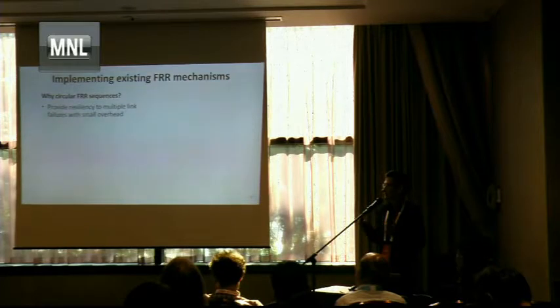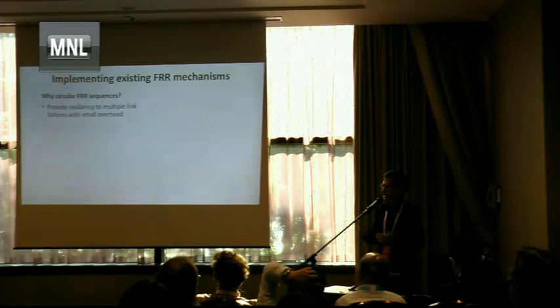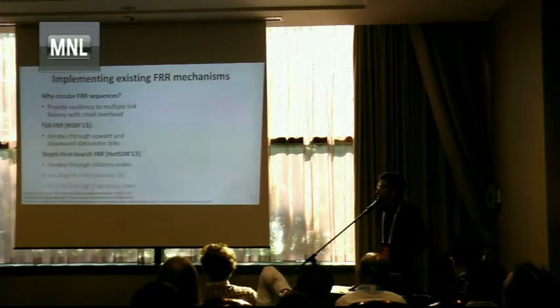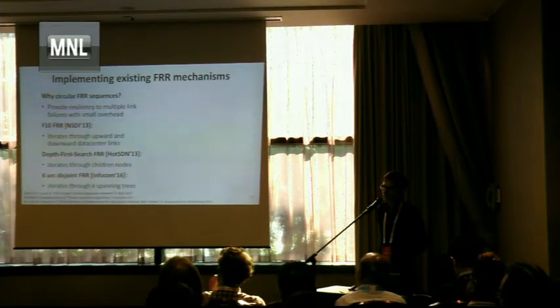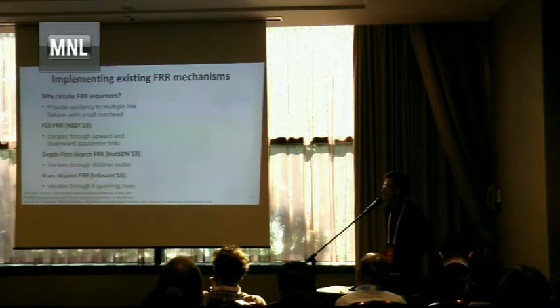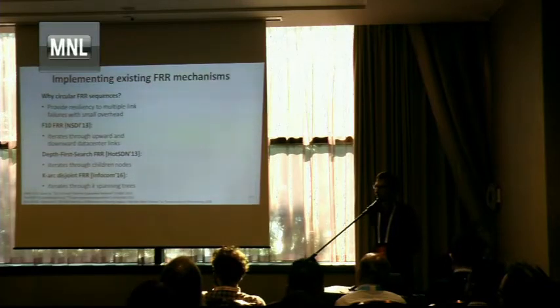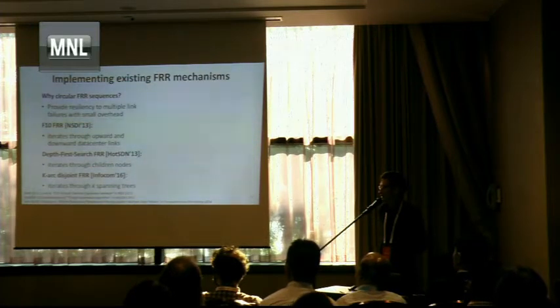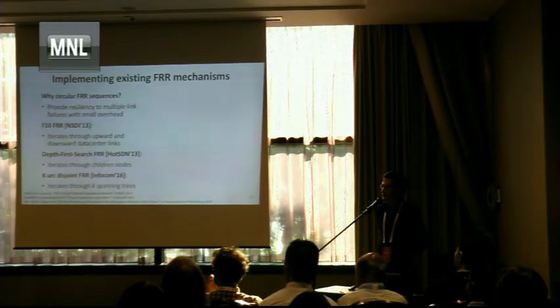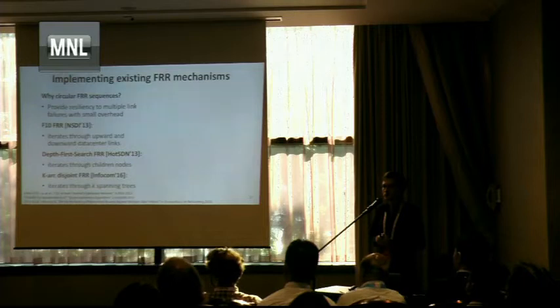Our primitive is expressive enough to support a variety of existing fast reroute mechanisms that are based on circular fast reroute sequences. To mention some of these mechanisms, we have F10, which has been proposed for data center networks, and it's resilient to multiple link failures in the data center, as well as node failures. Depth-first search, which are graph-based exploration fast reroute mechanisms that explore the network as in a depth-first search algorithm. And then spanning k-arc disjoint fast reroute mechanisms. All of these algorithms use some sort of circular fast reroute actions.